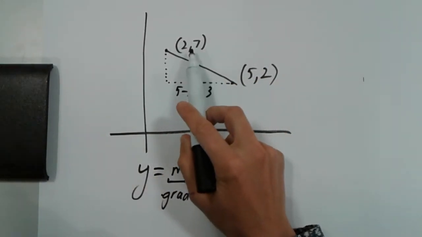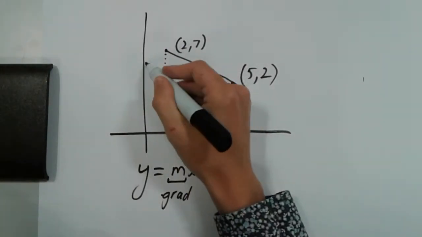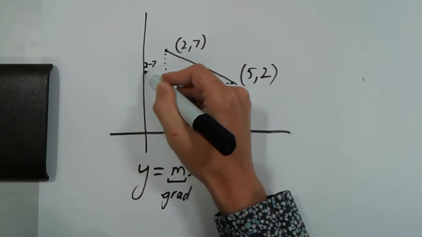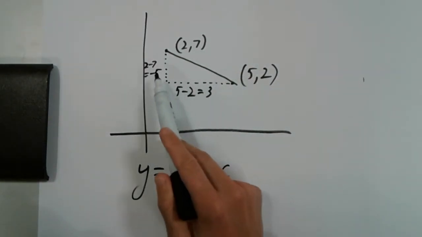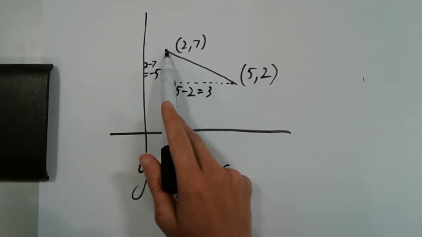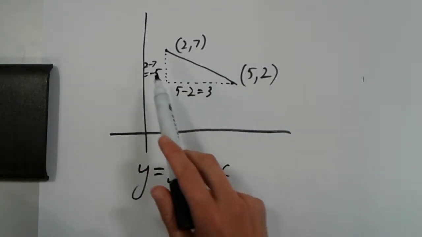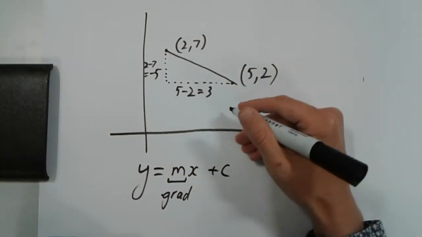And if we look at this, we've gone from 7 down to 2. So we're going to do 2 take away 7 gives us minus 5. Notice that it's negative because our line is going down. Anytime you have a line which is sloping downwards, you'll have a negative gradient. Okay, so how does that help us find m?